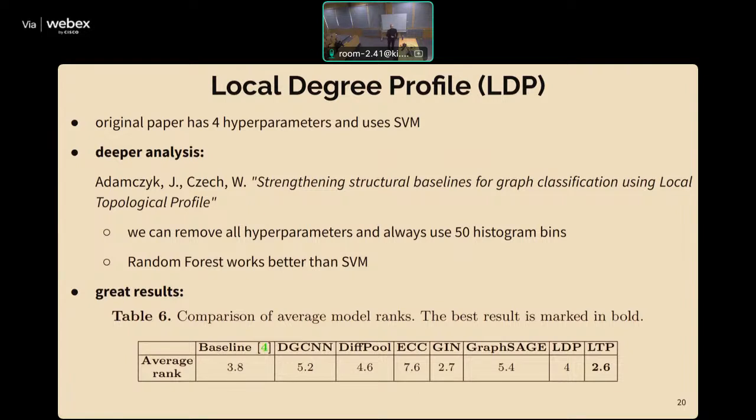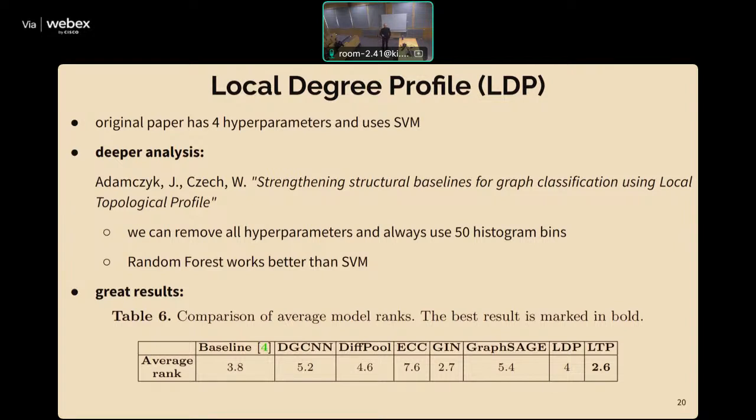If you see those results, those are model ranks on the considered datasets. So the lower the rank, the better. So the best model is first, the next best is second, etc. So the best possible rank is 1, where you have always the best model, and LDP, the penultimate column here, has 4th rank in general. So on average, on the 9 datasets that we used, it was 4th.